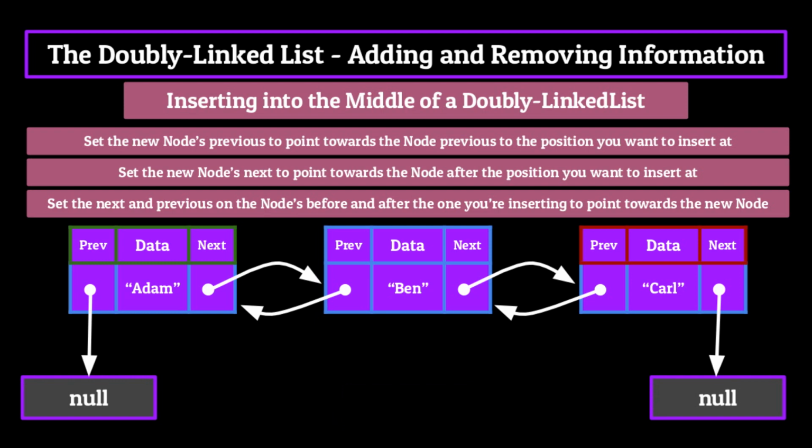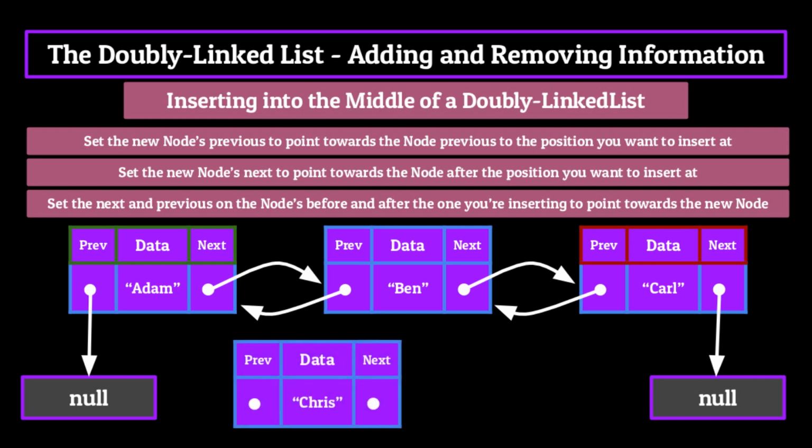So let's open up the space on our screen real quick and do an example with our list. Let's take a new node with the string Chris and add it between the Adam node and the Ben node by simply following our steps. First, we want to set the new node's previous to point towards the node previous to the position we want to insert at. This means setting the Chris node's previous to point towards the Adam node. Simple enough. Second, we set the new node's next to point towards the node after the position we want to insert at. This entails setting the Chris node's next to point towards Ben.